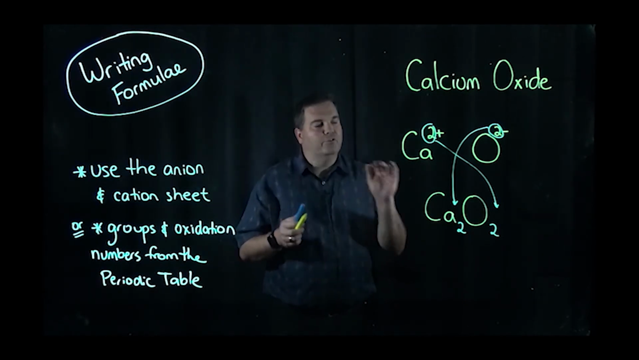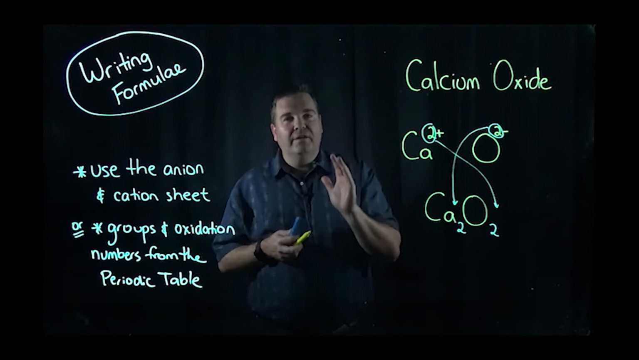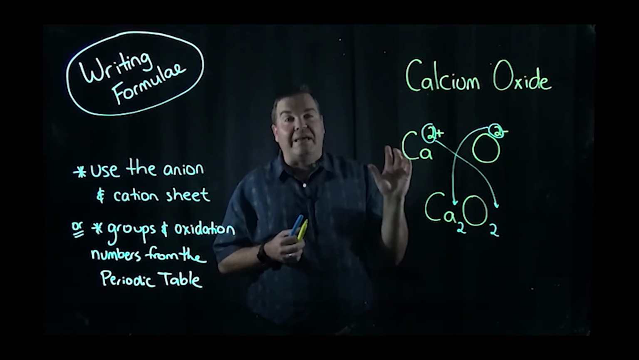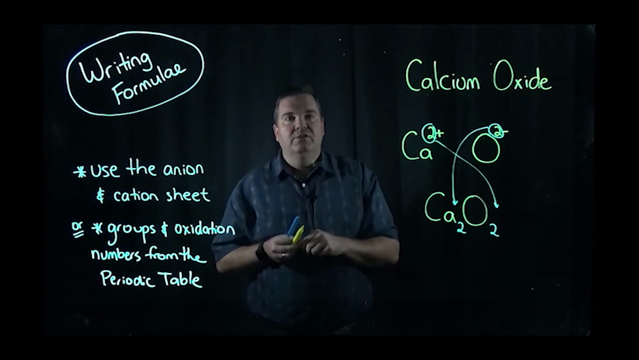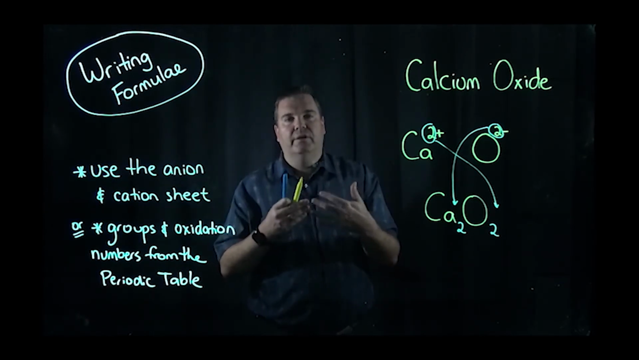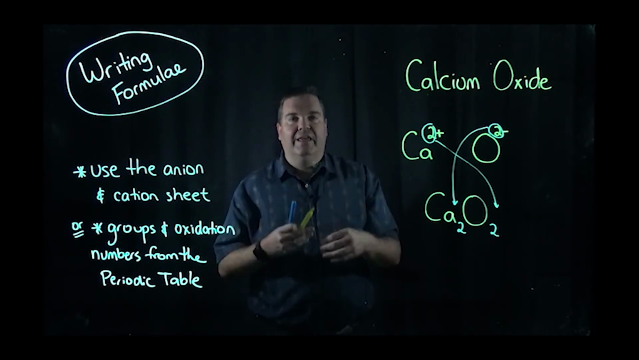One of the important rules in writing formulas is that you always cancel down if you can. So if you find atoms that have the same number or a same common denominator, then you can cancel them down.